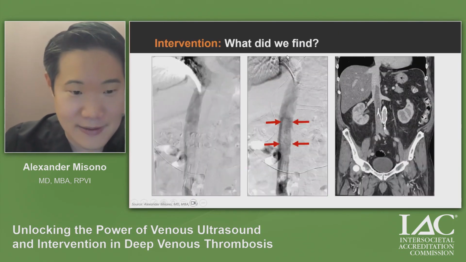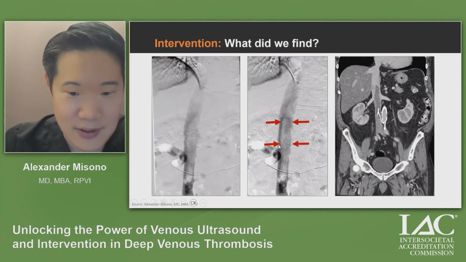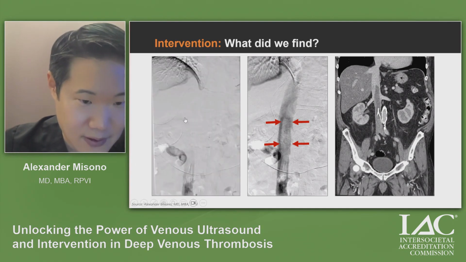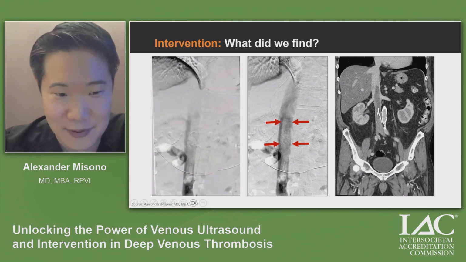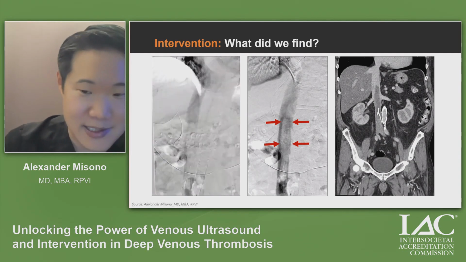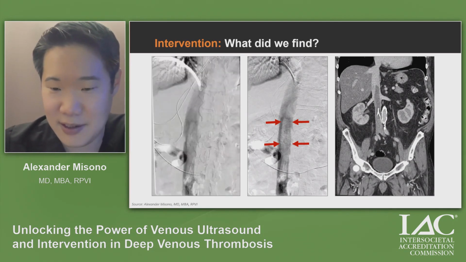So let me walk you through what I did find. If you take a look at the screen middle, the red arrows are outlining the location of that big thrombus sitting in the IVC. And in fact, on the video on far screen left, you can see the thrombus swaying in the wind, if you will. There is flow past it, but the flow is not nearly as rapid as it typically is in a venocavogram.